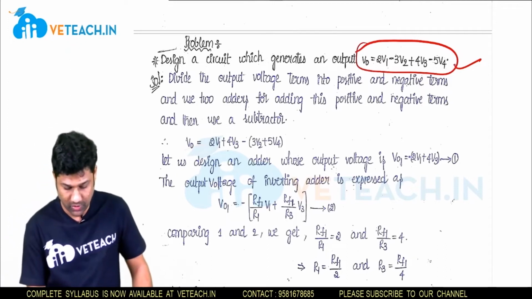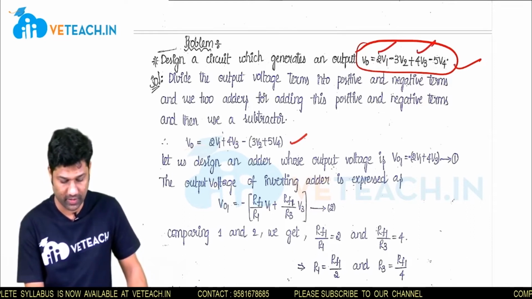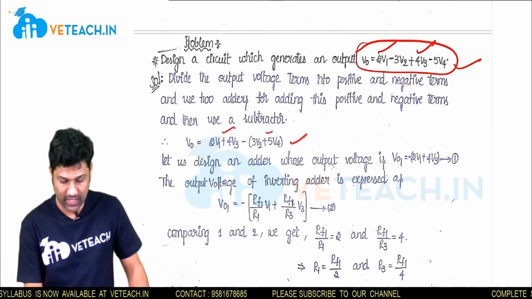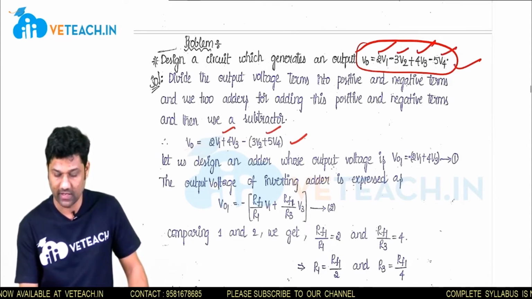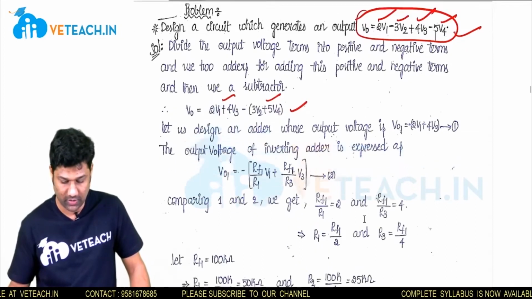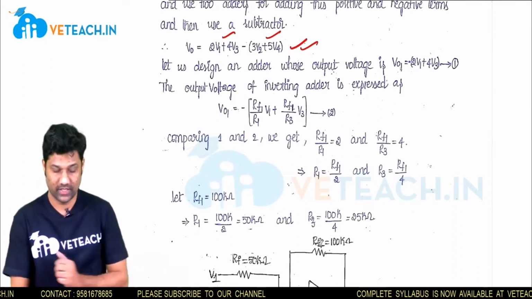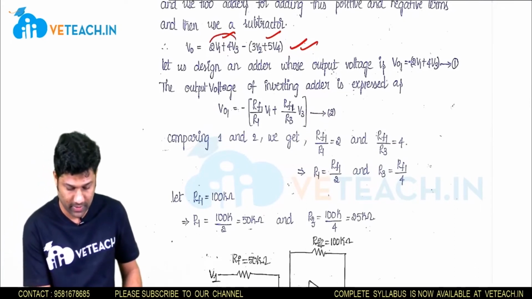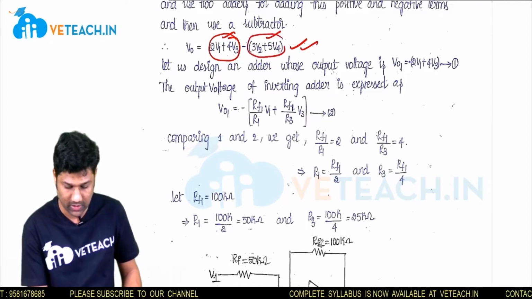So by dividing the positive and negative coefficients, V0 equals 2V1 plus 4V3 in one case, and minus 3V2 minus 5V4 in the other. By taking minus as common, we have derived the positive coefficients and negative coefficients here. So we have to use an adder which adds the given two signals, and here also we have to use an adder which adds the distributed signals.